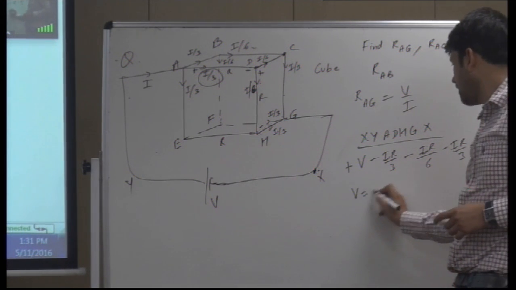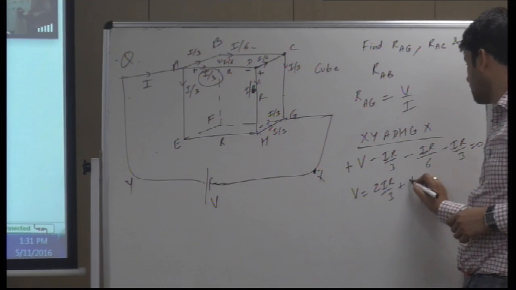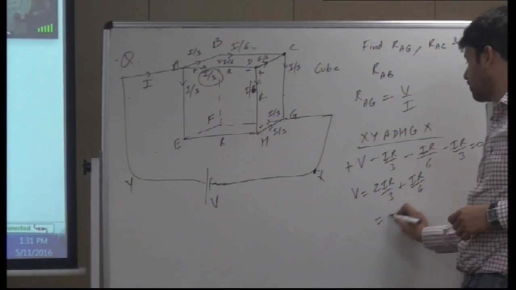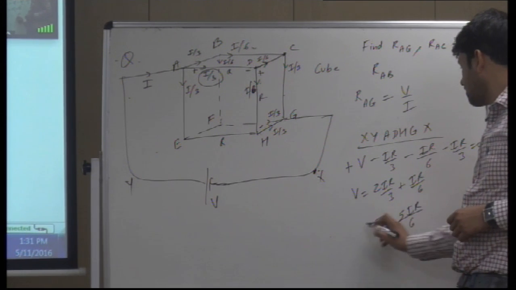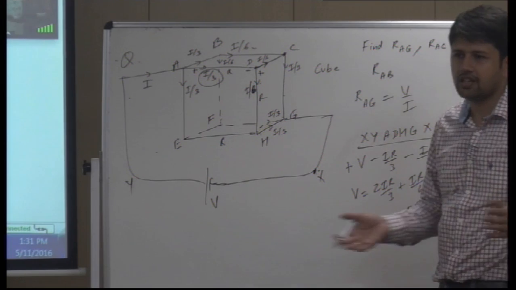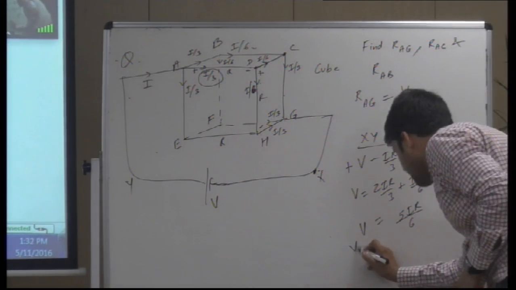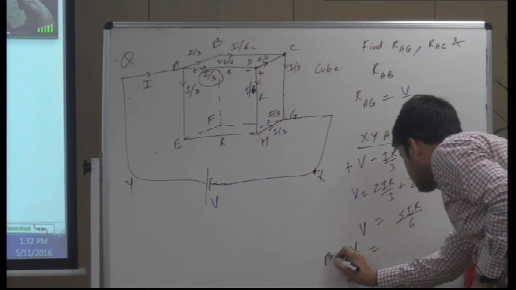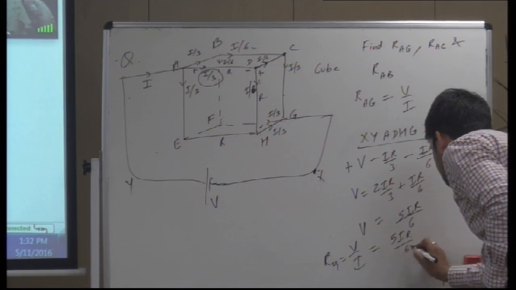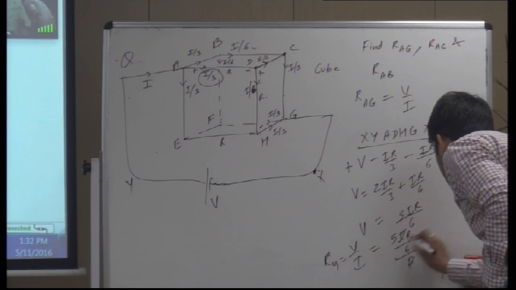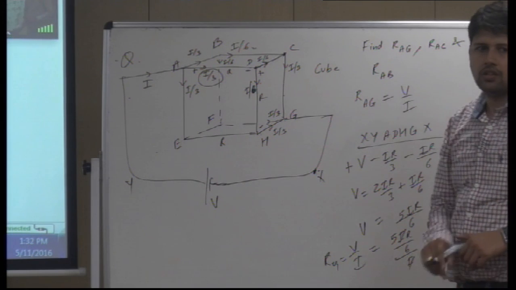So what you have here is a relation. If you take LCM, it is 5IR by 6. So V in terms of I, this is what we needed. Let's find V by I. It is 5IR by 6 upon I, which is what? 5R by 6.